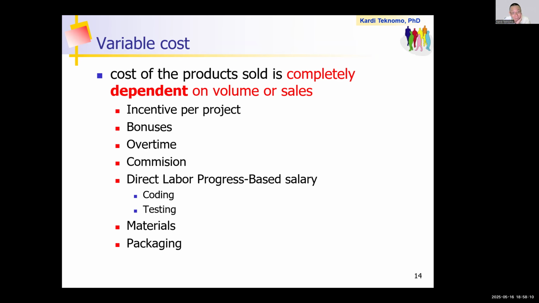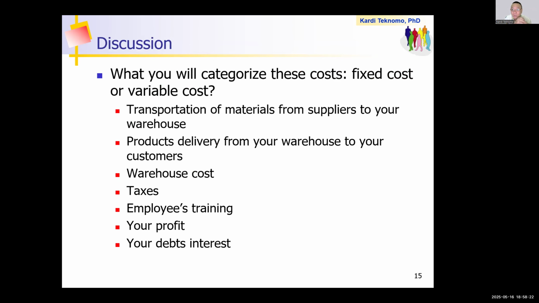So let's practice a little bit, because this is the most important part in PAP. If you cannot distinguish variable cost and fixed cost, you cannot do PAP, right? So let's do. What do you think about transportation material from supplier to your warehouse? Are they variable cost or fixed cost? Variable.